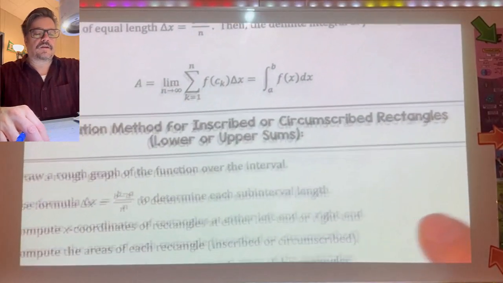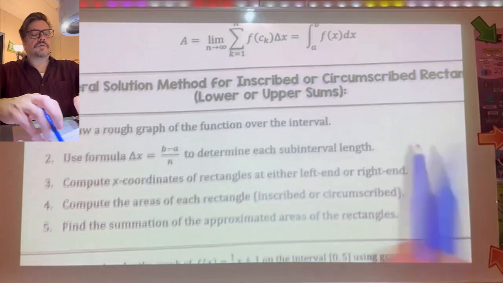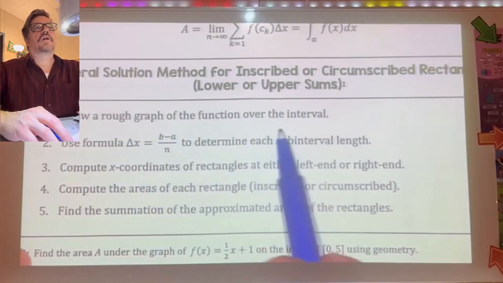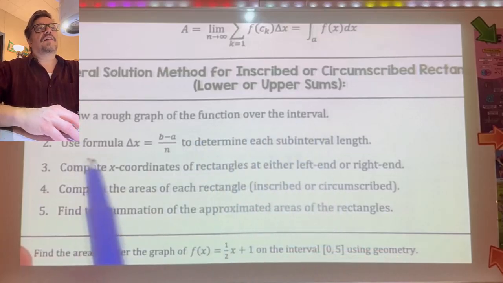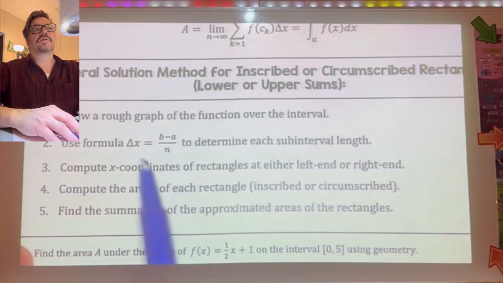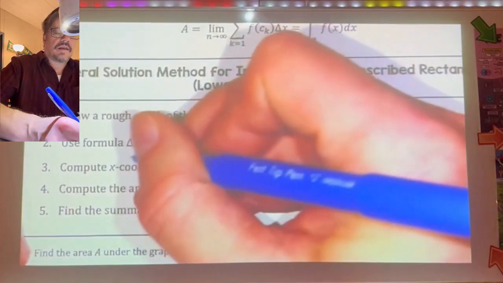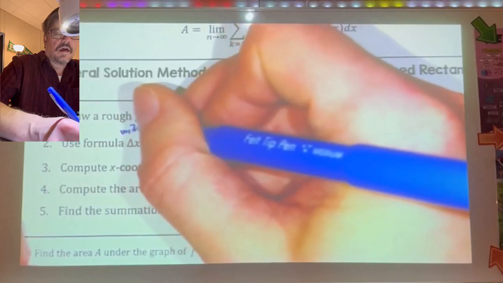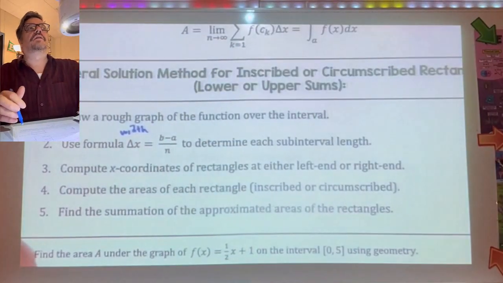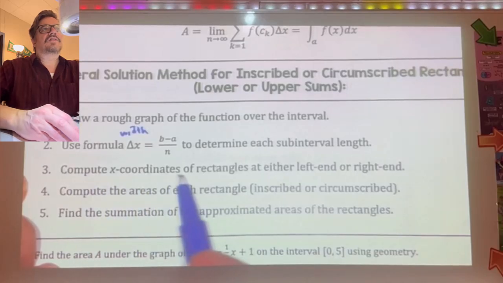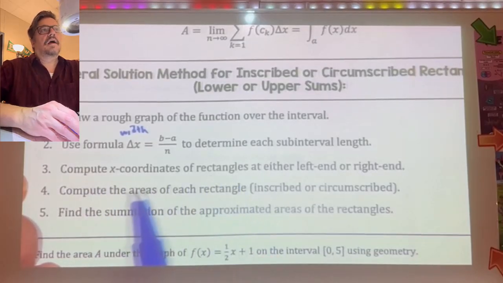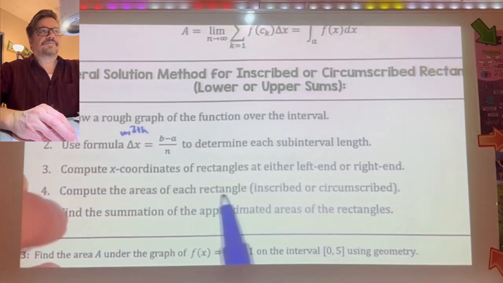All right, so what you do is you draw a graph of the function over the interval. I know we only got a couple more minutes. We're going to figure out how many rectangles and the width. This is the width. Can you guys write that in? You figure out the width of your rectangle. Then you compute the x coordinates of the rectangles. We compute the areas.